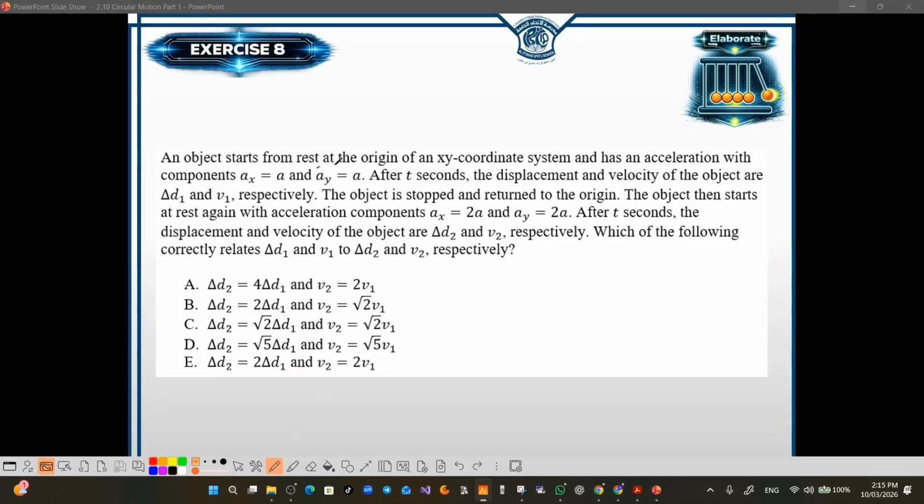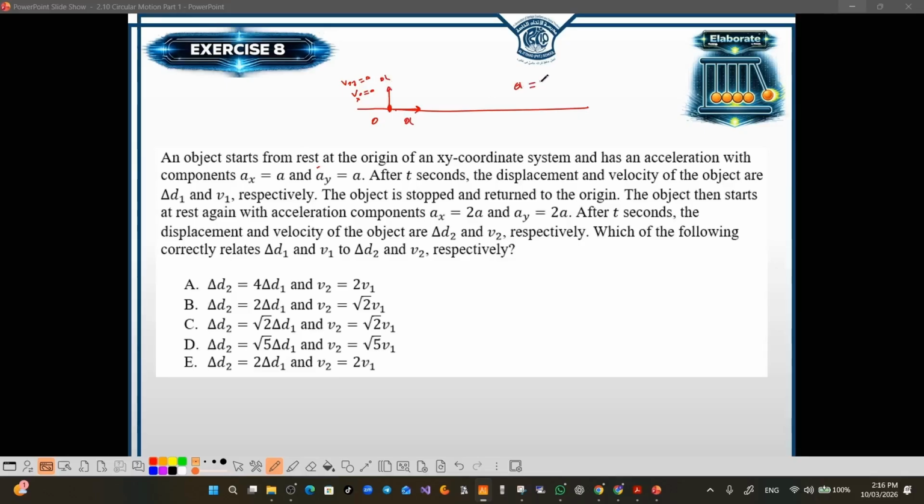Okay, an object starts from rest at the origin on the xy coordinate system and has an acceleration with components ax and ay. So we start from rest with zero velocity. So the v initial is equal to 0 along the x-axis, and the v initial along the y-axis also is 0. The acceleration at the origin is a, and here is a.